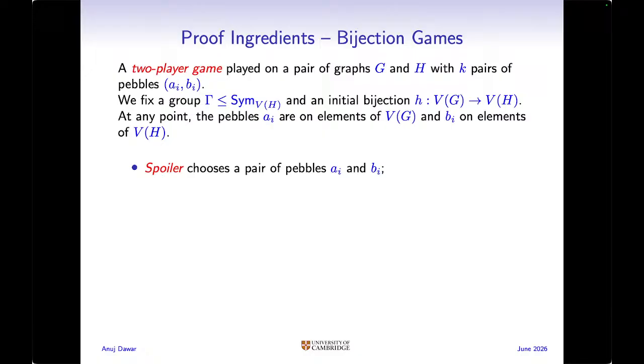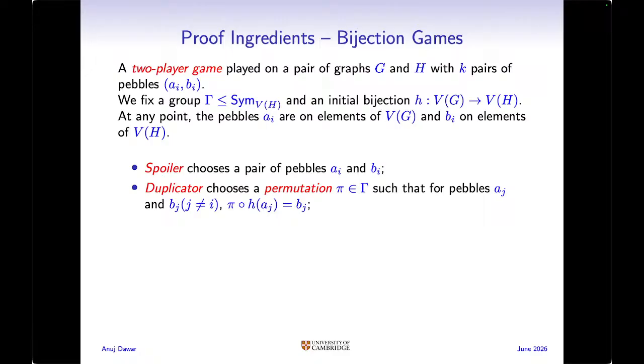And at each move, the pebbles are placed either on elements of the graph G or elements of the graph H. So in each pair, A_i will go on a vertex in G, B_i will go on a vertex in H. And at any stage in the game, we have some pebbles on these, some pebbles on those. I want to distinguish notationally between the pebble and the vertex it's placed on. At each move, spoiler picks up a pair of pebbles to move. Duplicator chooses a permutation pi in gamma. Okay, I should have said, there's an initial bijection between the vertices of G and the vertices of H.